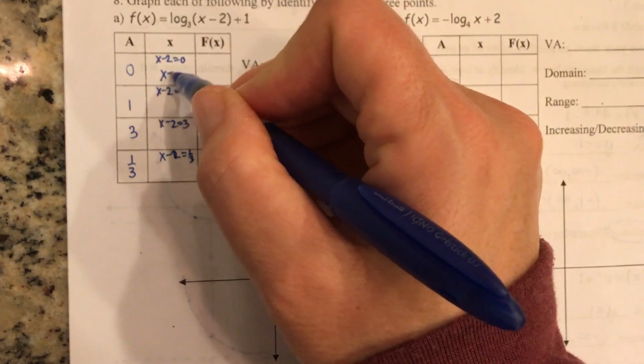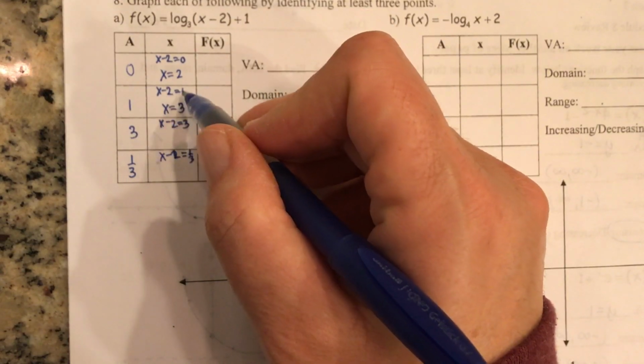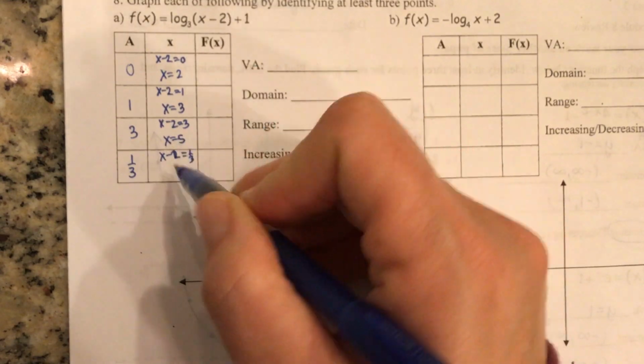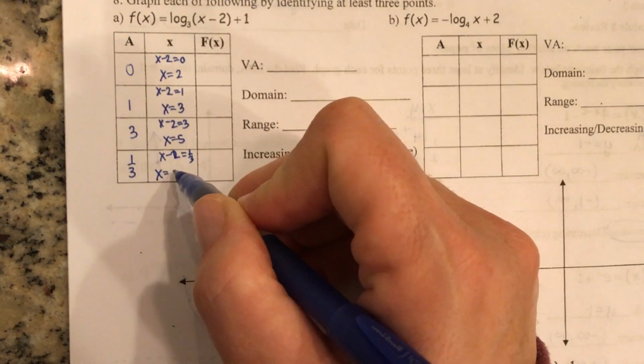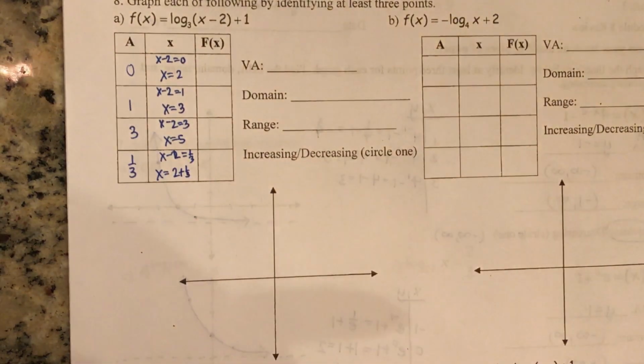So up here, we want x to equal 2. Here, we want x to equal 3. If I add 2 over, that gives me 3. If I add 2 over, that gives me 5. And if I add 2 over, that gives me 2 plus 1/3. So that's the asymptote plus a little. I want you to think of it that way, the asymptote plus a little.